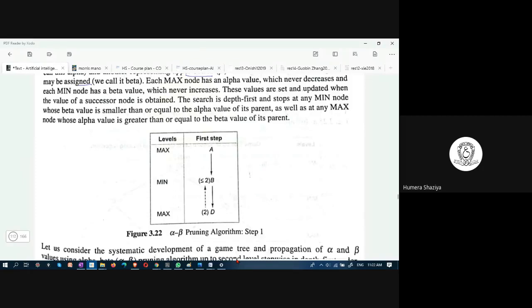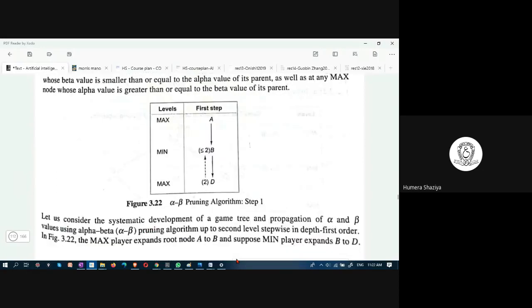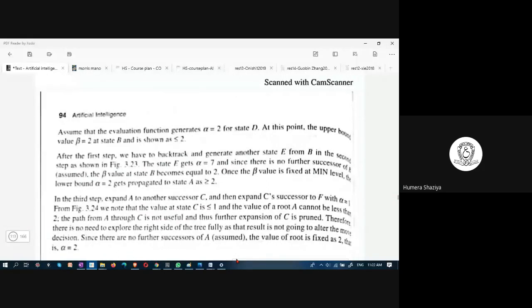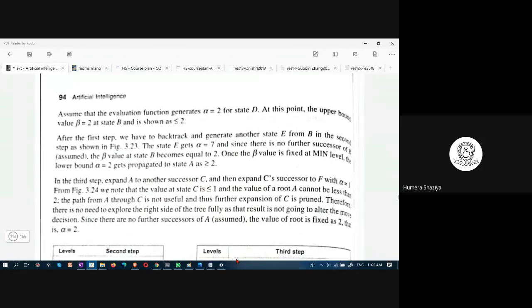Alright, this is the alpha beta pruning algorithm, in which max chooses the lower bound and min chooses the upper bound. For max, more than 2 is also okay, but 2 is the lower bound. And then when you choose alpha 2, the upper bound value for beta is 2.